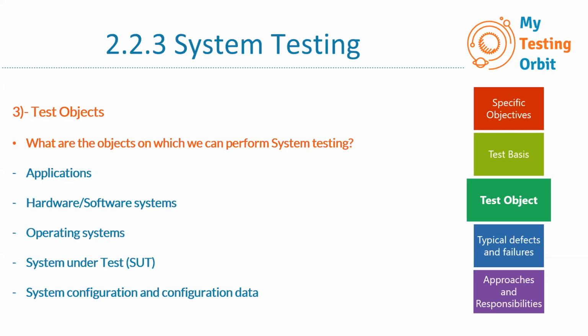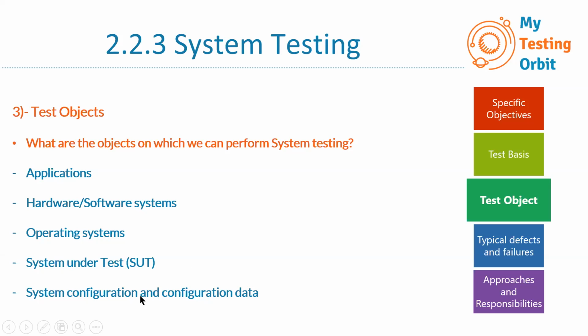Then the system under test. The system under test is basically nothing else but the entire system which we have to test. So it can be anything. Maybe it is one of the software systems as mentioned over here. It's just a different terminology being used. So this is the system which we have to test.